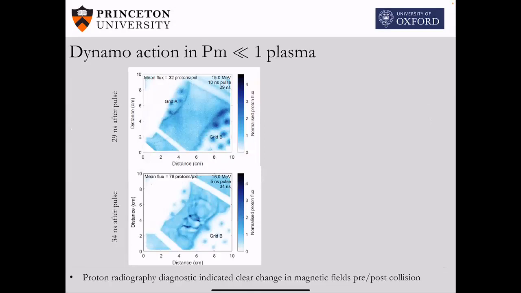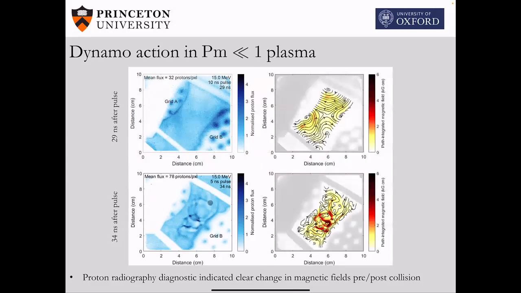Now moving on to the magnetic field measurements, which, as I said, we did with proton radiography. The image I'm showing you at the top here, which was 29 seconds after the driving laser pulse, shows very little structure, and these images are at the point of collision. In effect, if we see very little structure, that shows that there aren't inhomogeneous fields causing significant deflections. However, if we move 5 nanoseconds later, you can see that very significant structures emerge in these images.